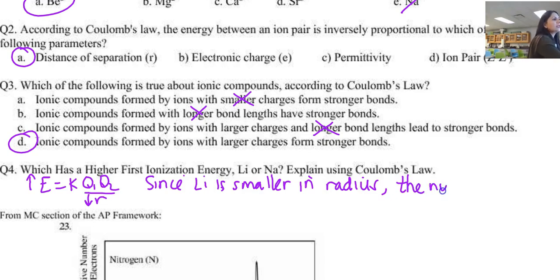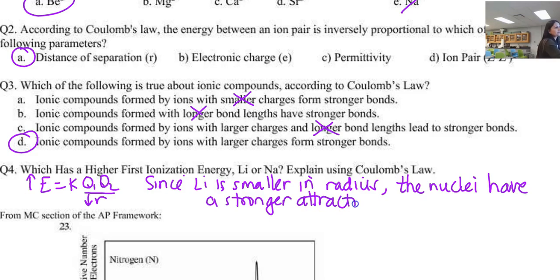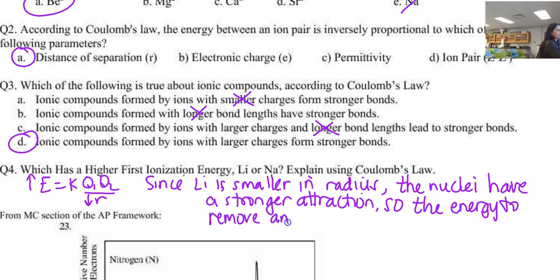The nuclei have a stronger attraction. So the ionization energy, which is the energy required to remove an electron, must be greater. So the energy to remove an electron must be greater. Okay, and there are so many ways that you can basically phrase this.